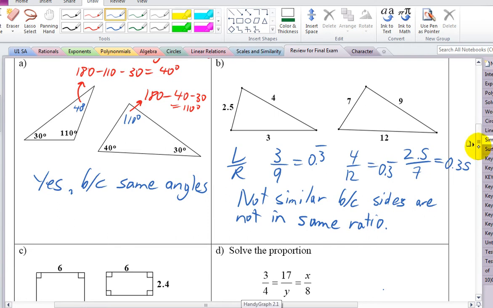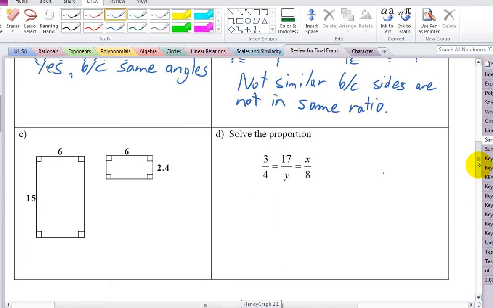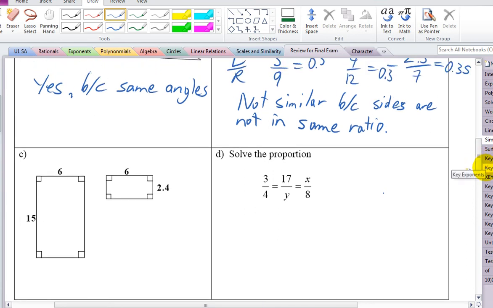All right. Let's go to the next one then. What about this one? Angles are the same, yes. So they're similar? Must be, right? No, I see head shaking. Absolutely not. For any other shape, you have to have both reasons. So you have to have same angles and same ratios.